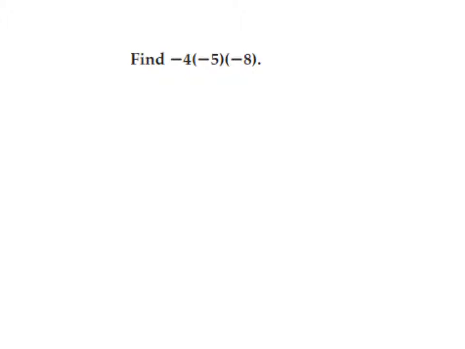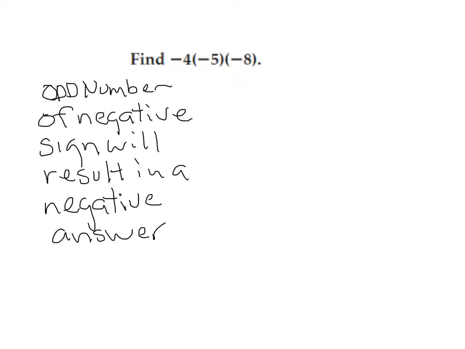Our next slide, we have a bit of a different problem. We have three numbers being multiplied together, which is a negative 4 times a negative 5 times a negative 8. I just want to mention that when you have more than two numbers being multiplied together and they're integers, an odd number of negative signs will result in a negative answer. So in this problem, we have three negative numbers. So I know my answer will be a negative. So now all I have to do is concentrate on multiplying my three numbers. We only do two numbers at a time.